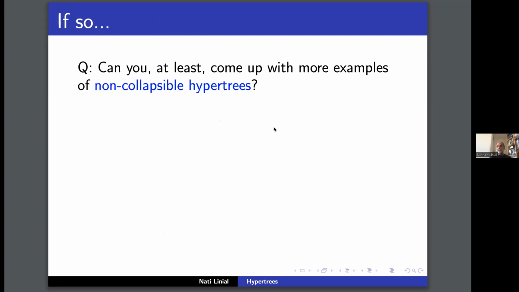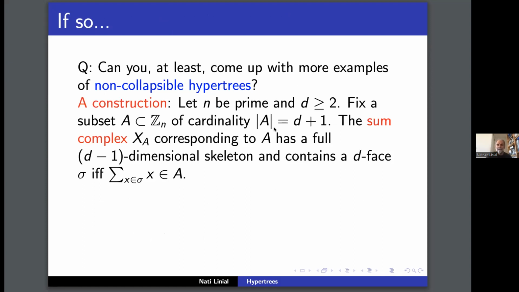So good. As I said, one of the nice things about combinatorics is that you can look at examples. So can we see more examples of non-collapsible hypertrees? Here is one, which is very pretty. And even here, there is still a lot to investigate. So I'm now going to show you a construction. Let n be a prime, and let's fix a subset of the field of n elements of cardinality d+1. The simplicial complex that I want to define is called the sum complex corresponding to the set A, XA.